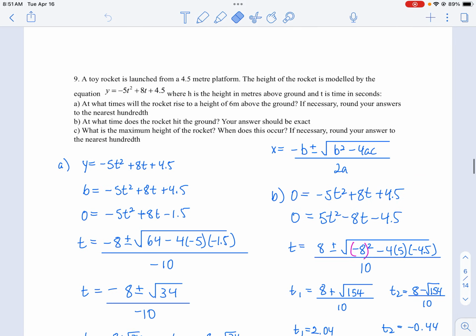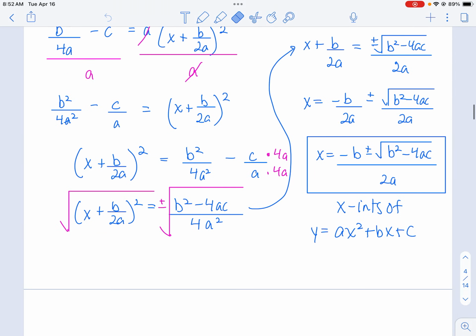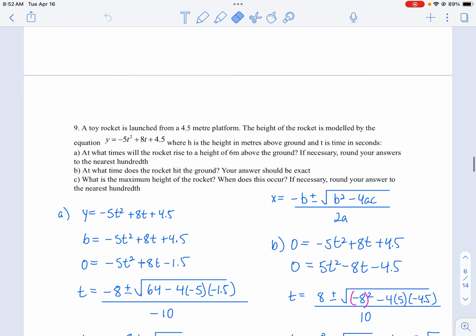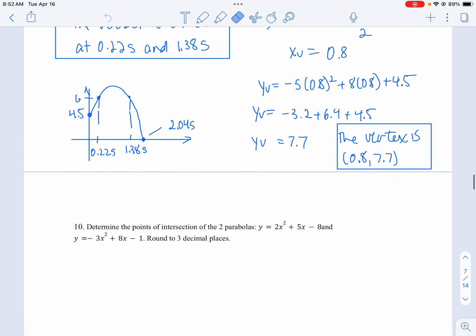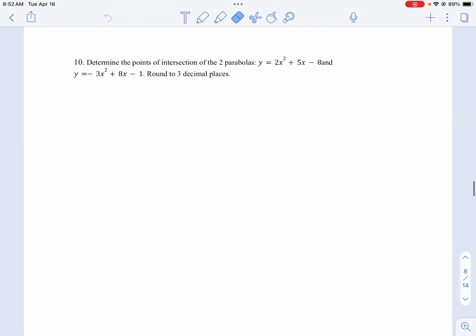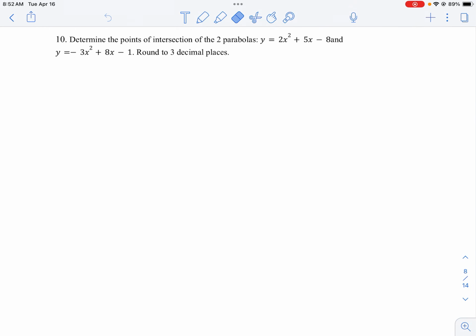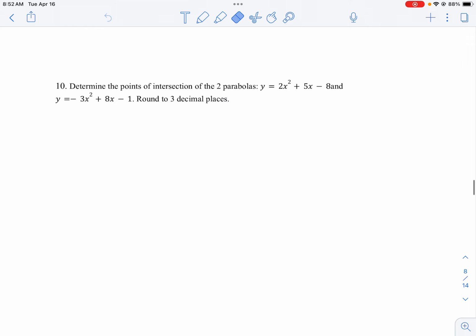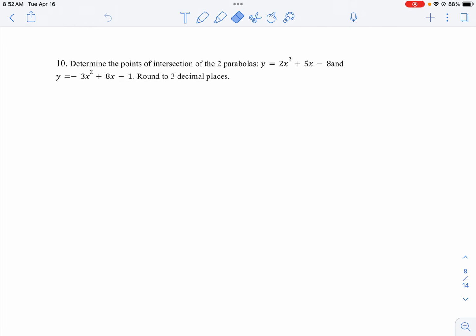Last class, we learned about the quadratic formula. I did a couple of problems, and then we looked at this toy rocket problem, and I actually didn't get to number 10. So I want to start here. I'm just going to start the question off, and then the full solution is on the next page. You can find this in our class notes linked in Schoology.